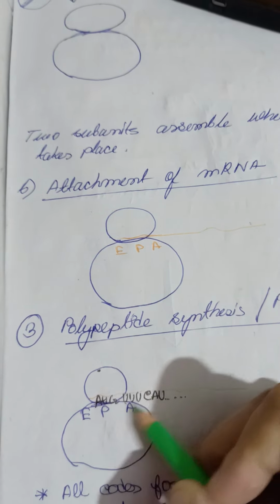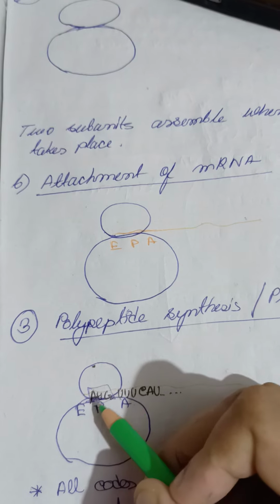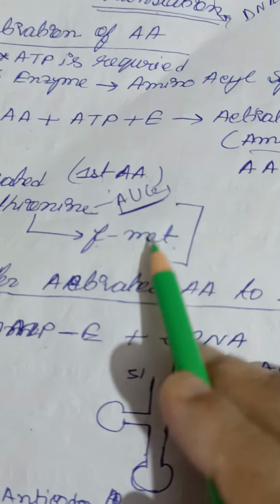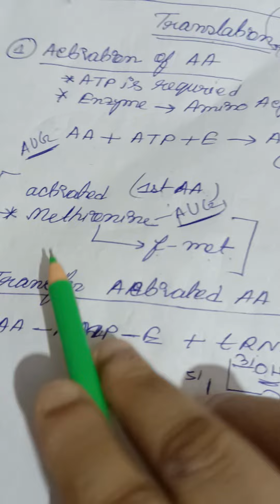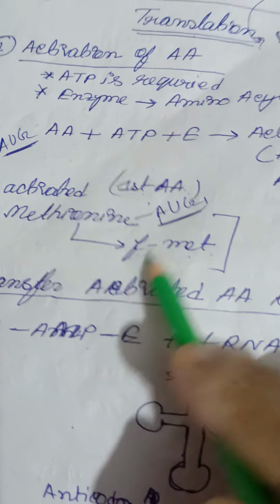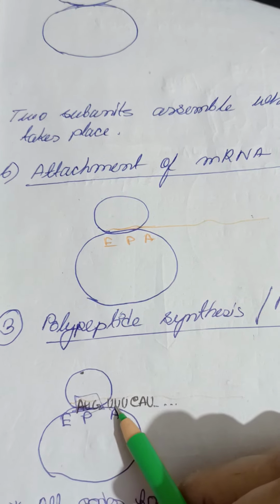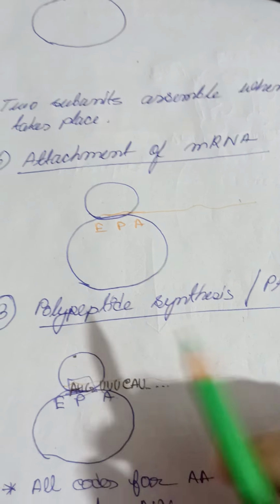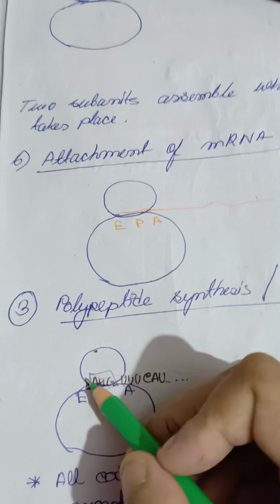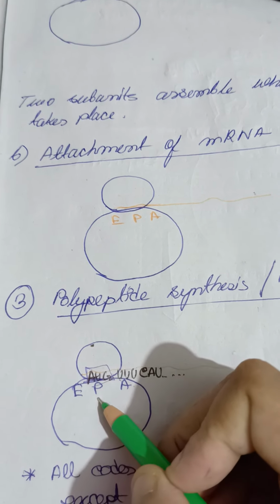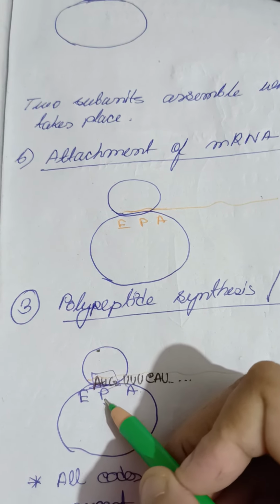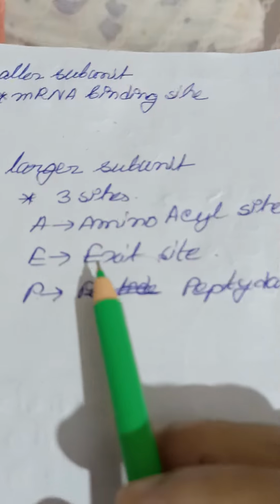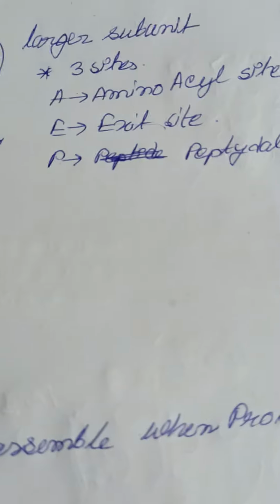So here, as I have written, this is the first, the start codon, AUG. As I told you, AUG is the start codon. This is called methionine, and we also call this FMet. And suppose the next codons are UUU, CAU. The first codon, the start codon, will attach at the site P. P means the polypeptidyl site.